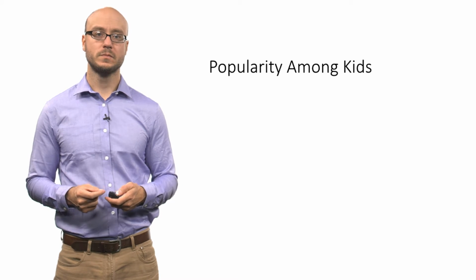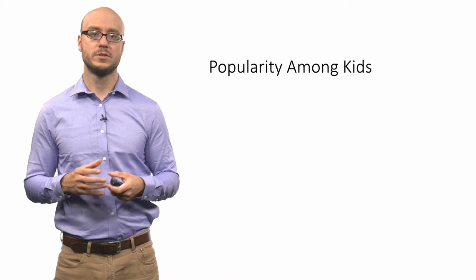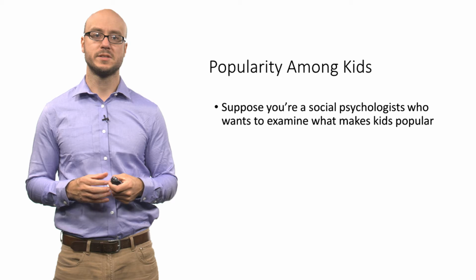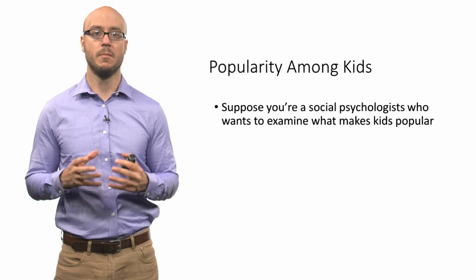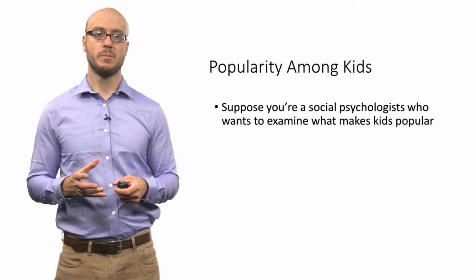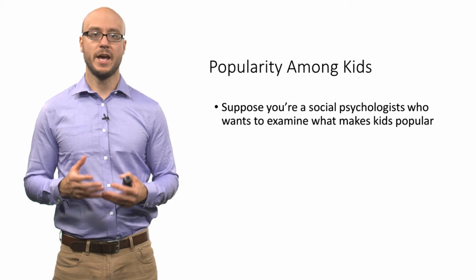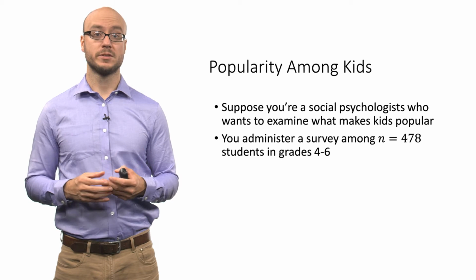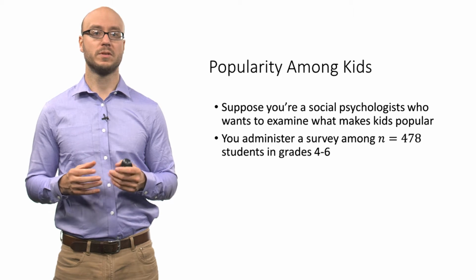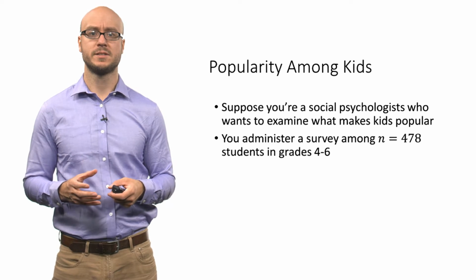So in terms of the orienting approach to this discussion, we're going to talk about the study of popularity among kids. So suppose you're a social psychologist and you want to examine what makes kids popular. So you're looking at elementary students. And then what you do is you administer a survey to a sample of 478 students in grades 4 to 6 in the United States.